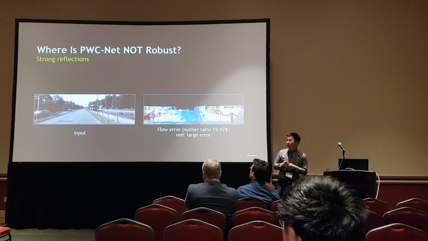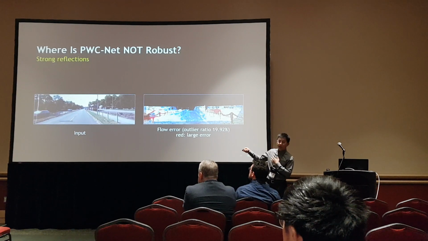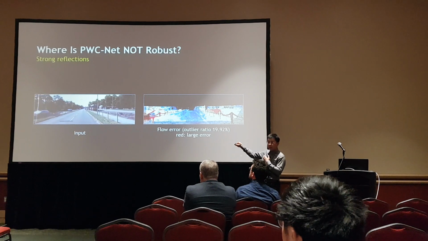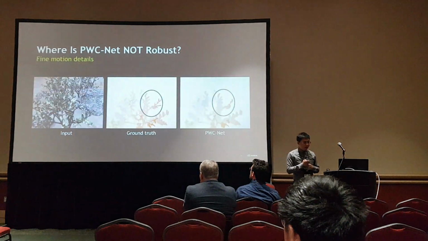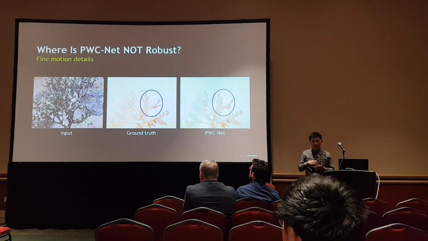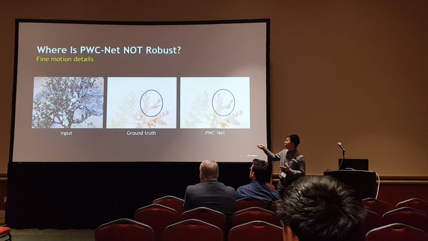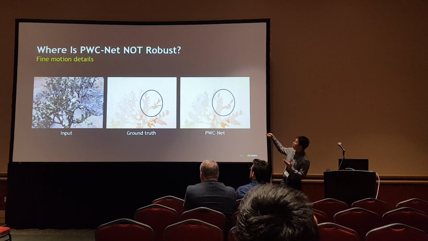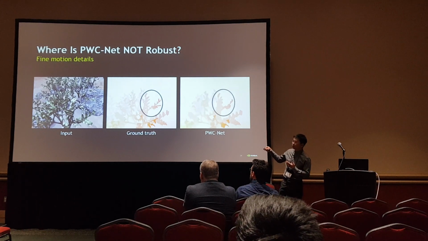Another case is for strong reflection that's not consistent over time. You can see there's still a big error as indicated by dark red in this region. And another case is PWC-Net is still not very good at recovering the very fine motion detail. You can see compared to the ground truth, it can recover up to some degree, but still not perfect. It's still far from ground truth.